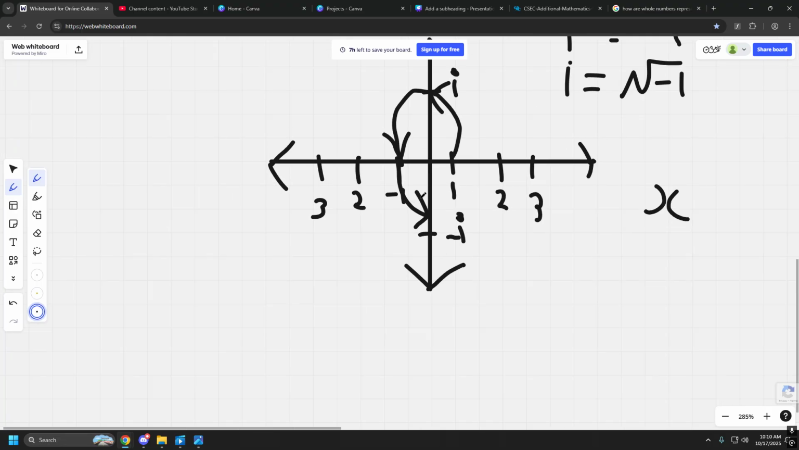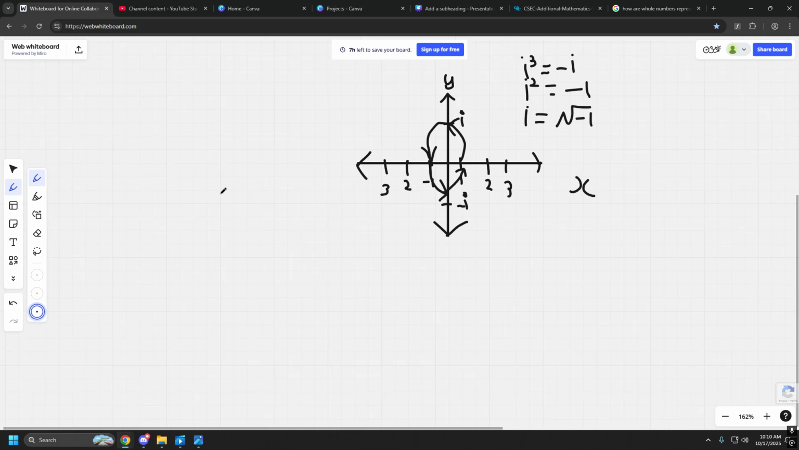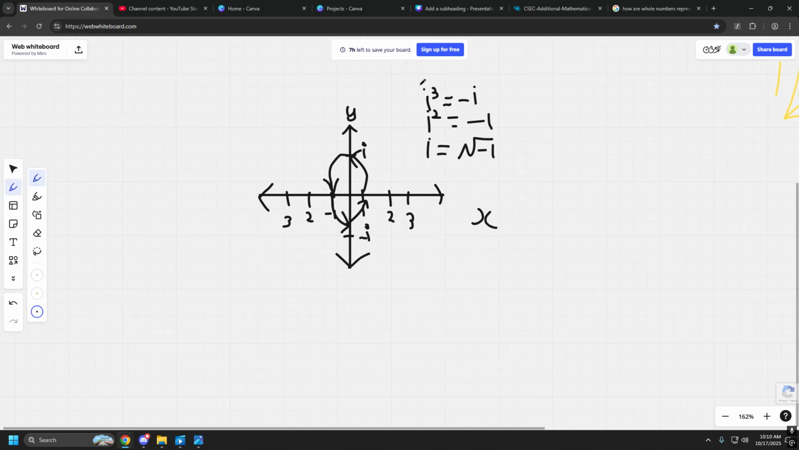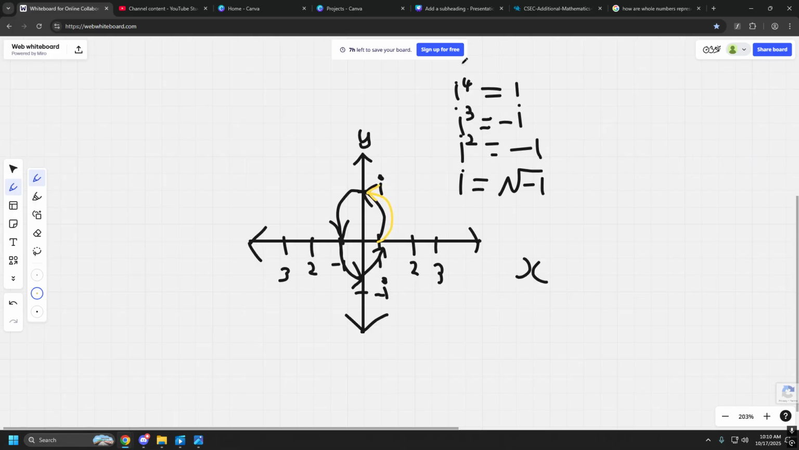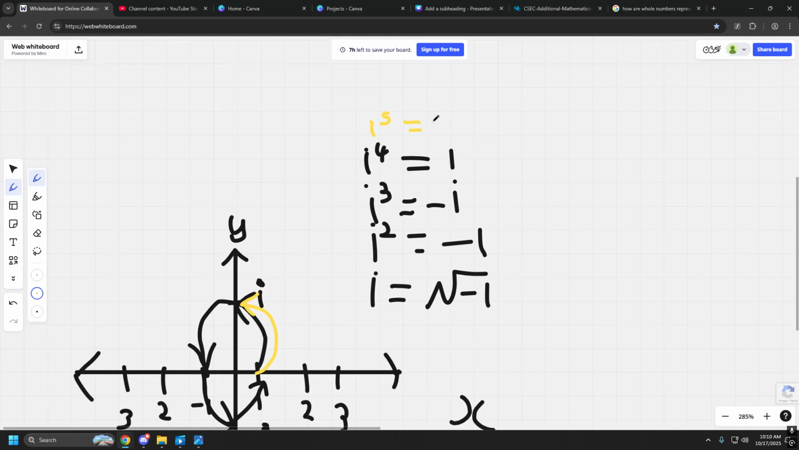How about we rotate it one more time? Let's rotate it for a fourth time. So we could say that i to the power of 4, let's check where it rotated to. It is at 1. So i to the power of 4 is equal to 1. How about we rotate it one more time? This is our fifth rotation. i to the power of 5, what would that be equal to? It landed on i. So i to the power of 5 is equal to i, which is the square root of minus 1.